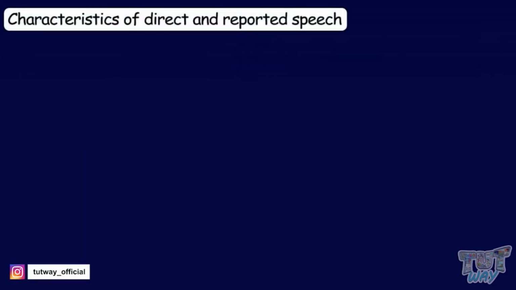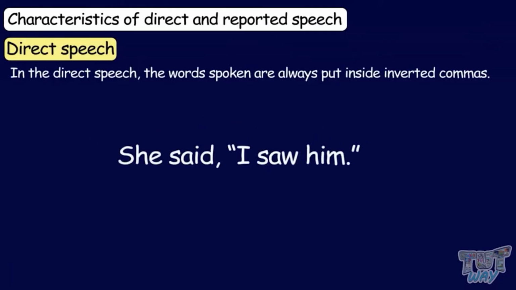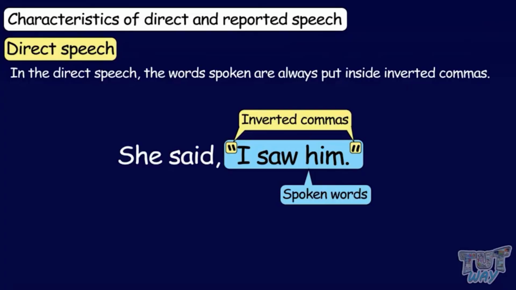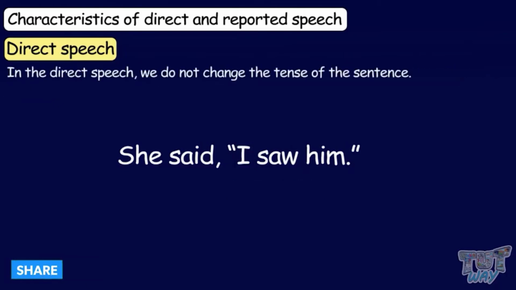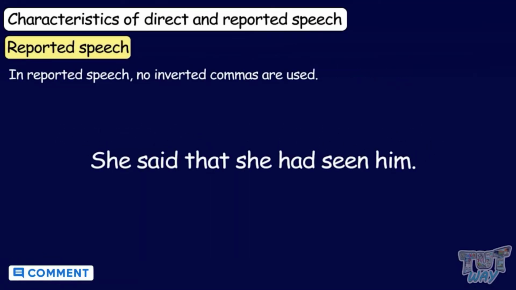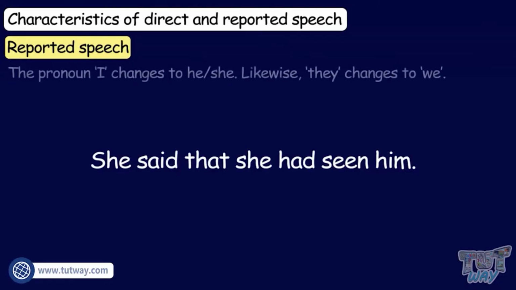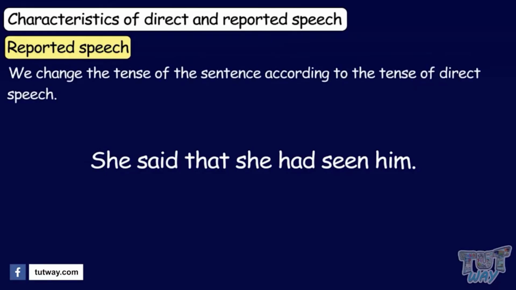Let's look at some of the characteristics of direct and reported speech. Direct speech. In direct speech, the words spoken are always put inside inverted commas. The first word inside the inverted commas starts with a capital letter. We do not change the tense of the sentence. Reported speech. In reported speech, no inverted commas are used. The pronoun I changes to he or she. Likewise, they changes to we. We change the tense of the sentence according to the tense of the direct speech.